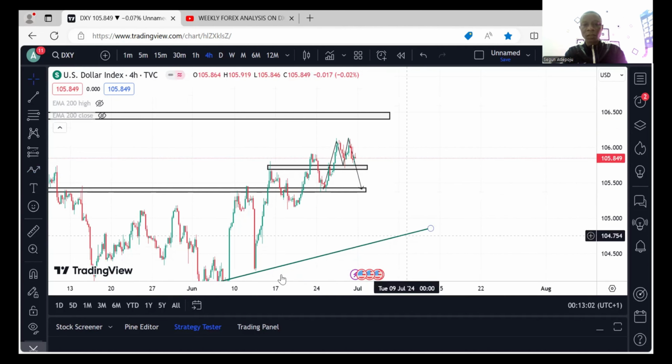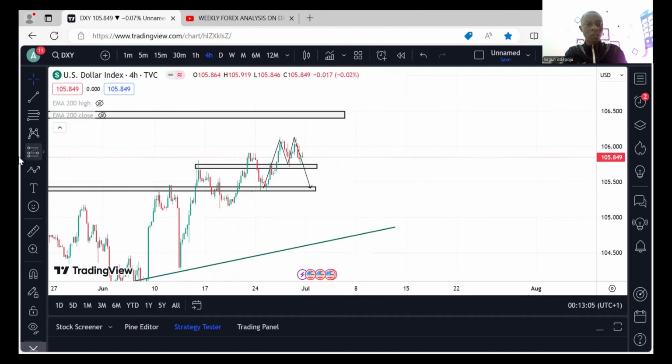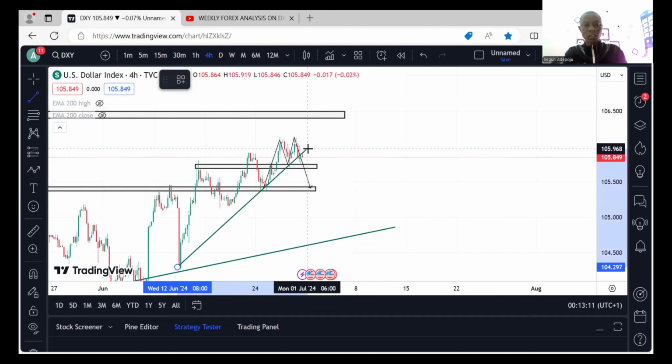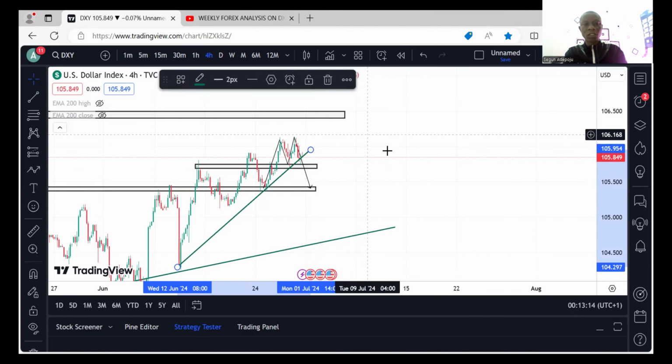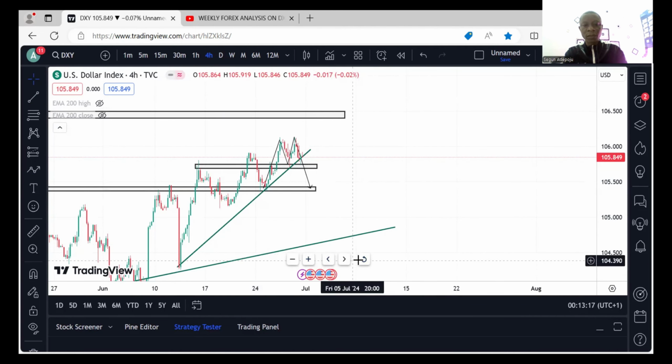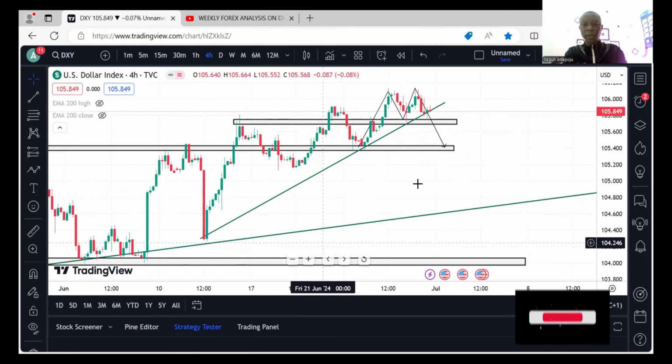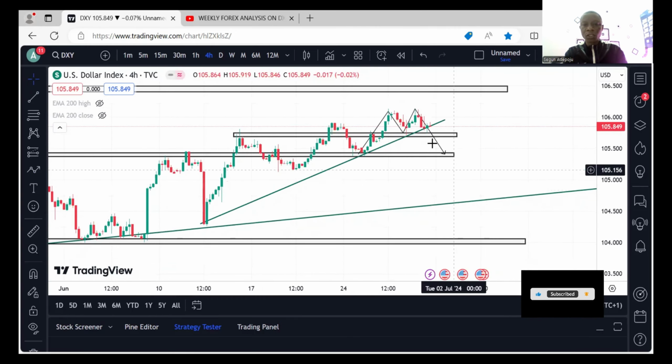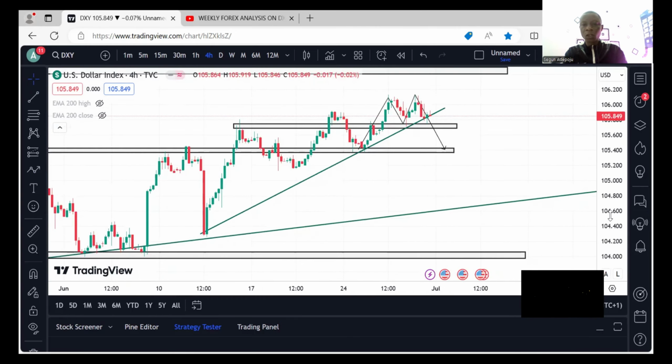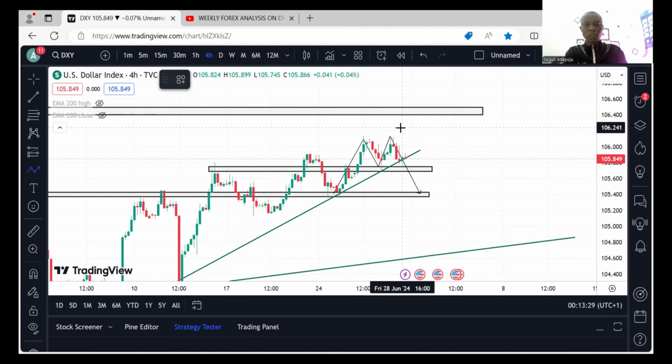Meanwhile, let's see the trend too. We also have a minor trend here. So for this week, my bias is still bullish. But before we can look for sell opportunities, it has to break out of this level.